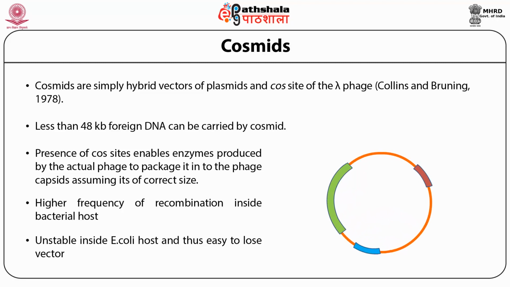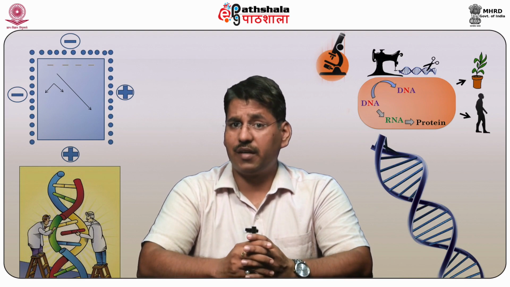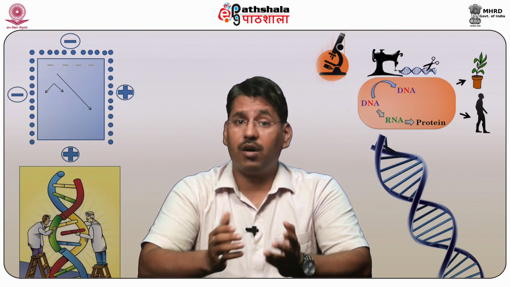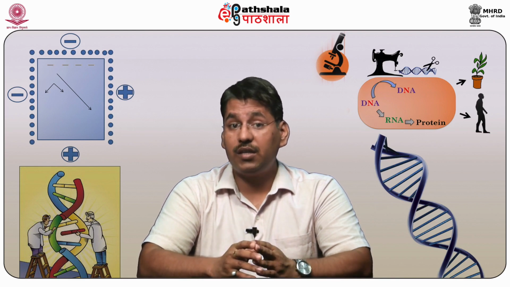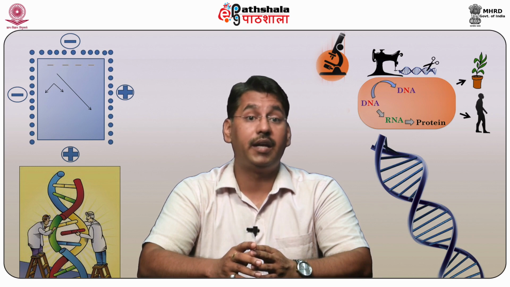Here in the figure, you can see the orientation of different regions in the pJB8 cloning vector. As in plasmids, cosmids contain an origin of replication and a selectable marker. Cosmids also possess a unique restriction enzyme recognition site into which a DNA fragment can be ligated.